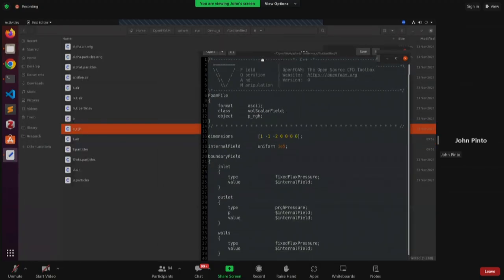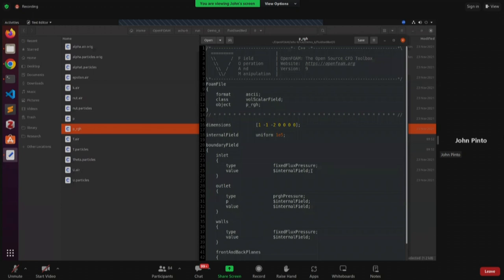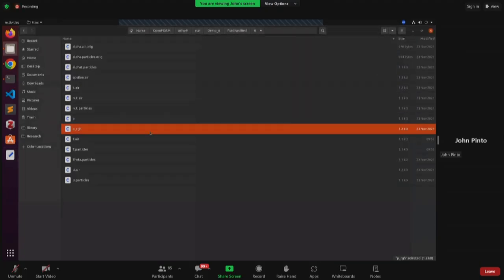Let us go to PRGH. Now in PRGH, at the inlet, we have the fixed flux pressure. At the outlet, I think I discussed this. Yeah, outlet is where we are specifying the pressure. At the inlet, we are calculating the pressure. And at the walls also, we are calculating the pressure. Now, these are some default, or you can say turbulence files.